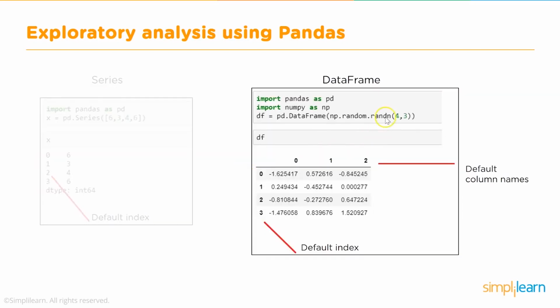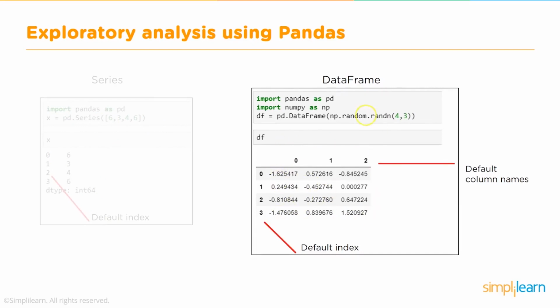Then you have the data frame. As you can see, the series is a one-dimensional structure, just like one row of items, whereas a data frame looks somewhat like this. It is a two-dimensional structure. You have columns in one dimension, and then you have rows in the other dimension.